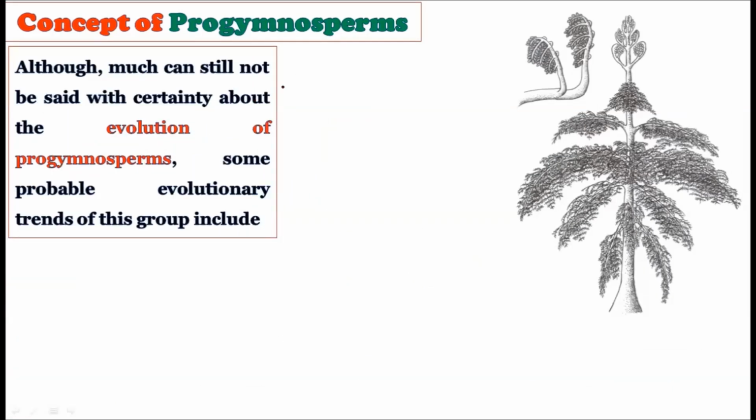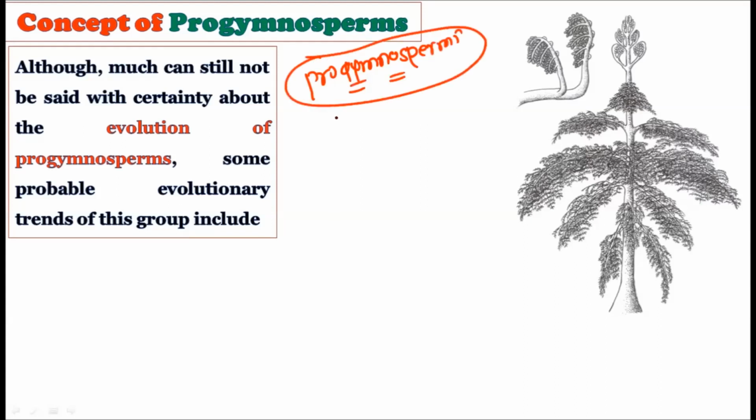So now we are talking about the progymnosperms, and as we have discussed at length, the progymnosperms are nothing but transitional forms from the pteridophytes to the gymnosperms.